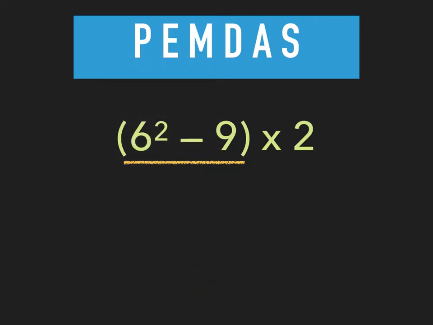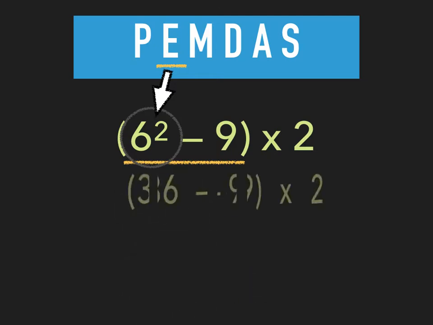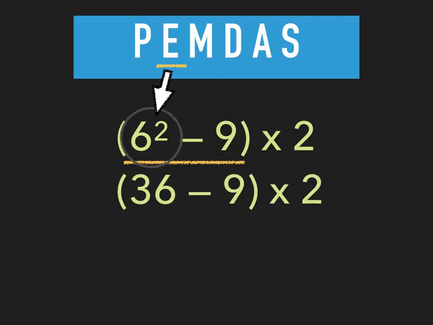I, however, see within my parentheses, I have an exponent to figure out. Again, as a reminder, this tells me that I need to multiply the base by itself 2 times. So what this expression is actually saying is 6 times 6. That's going to get me to an answer of 36 minus 9 times 2.